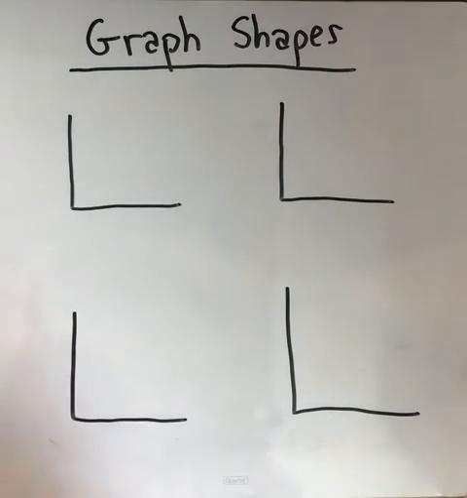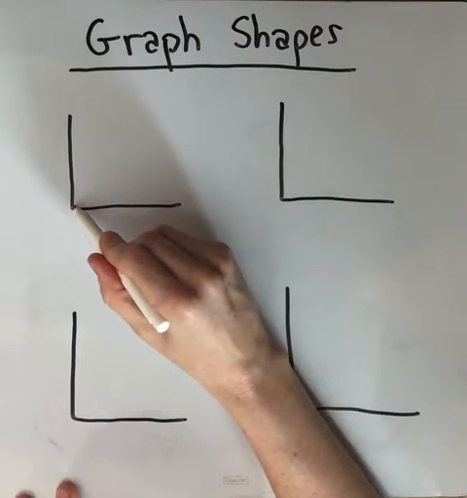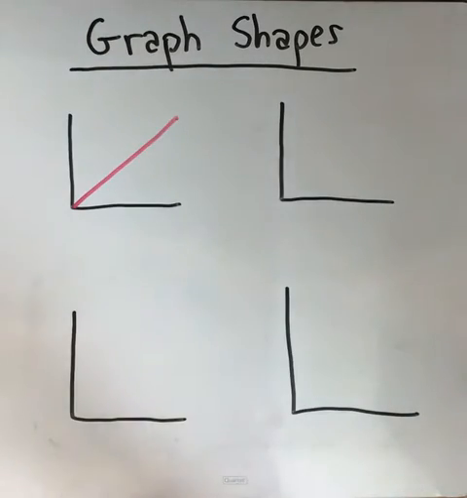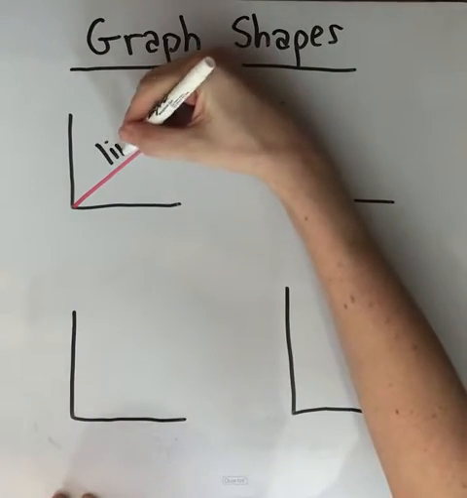In this class, there are 4 different shapes of graphs that we are going to encounter, and you need to know how to deal with each of them. They each have a name, and then they also have an equation. So we're going to start with the easiest graph. It is a straight line, okay, so we call it a line.